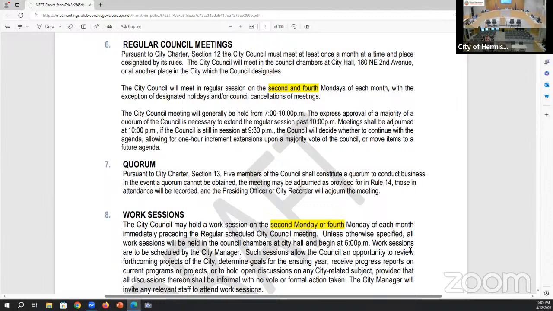I would say there haven't been a lot of conflicts in the last 10 years, but there have been probably half a dozen to maybe eight where people had to juggle to be at one or the other, and we accommodated by moving agenda items or different things like that. So I'd be open to hear what the council would like to do on this issue.